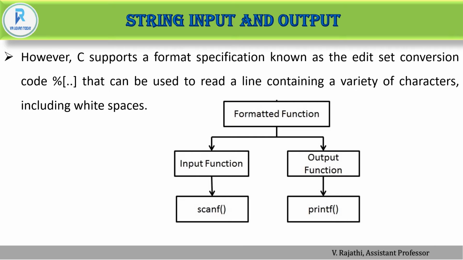However, C supports a format specification known as the edit set conversion code. It is a % followed by a set in square brackets that can be used to read a line of text, a variety of characters including white space. So formatted strings we have divided into input and output. We know for input we have to use scanf, and for output we have to use printf.